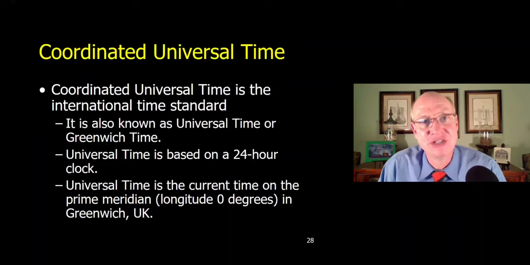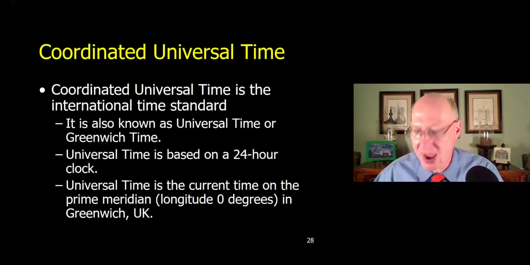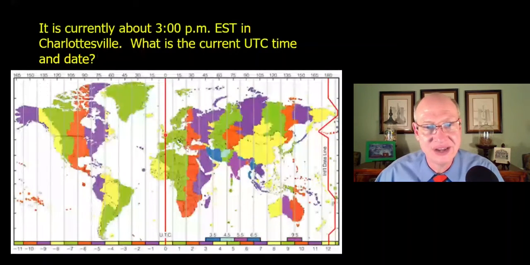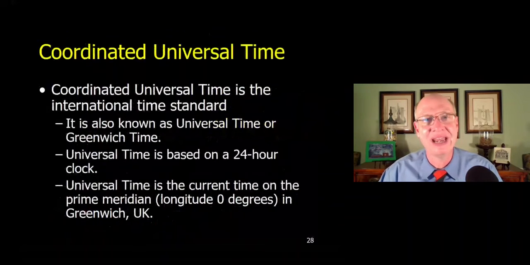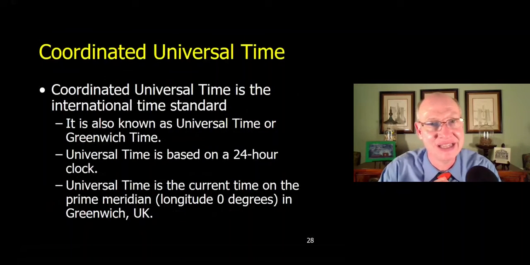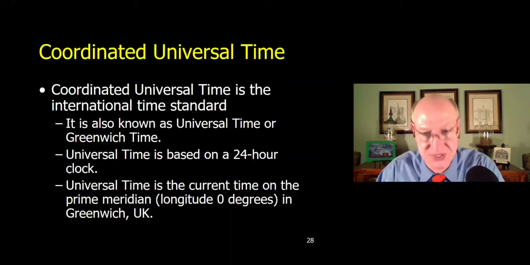Universal time is the current time on the prime meridian, which is right here in Greenwich, England. You'll remember the prime meridian, right? It's the definition of 0 degrees longitude. So here are the longitudes running across the top of my map up here. So 0 degrees longitude is the beginning of the prime meridian. The time in Greenwich, England is the time of universal time at a longitude of 0 degrees.